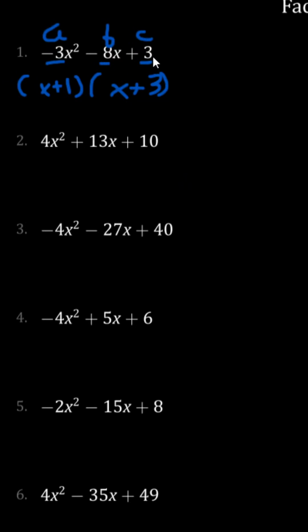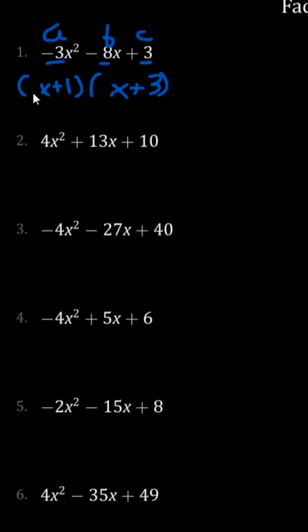Since we have a positive plus 3, and we have the 1 and the 3, we have a negative 3 for the a. That means one of these x's is going to have a negative 3. We just got to see which one is going to have the negative 3. We want to be able to sum them to negative 8.